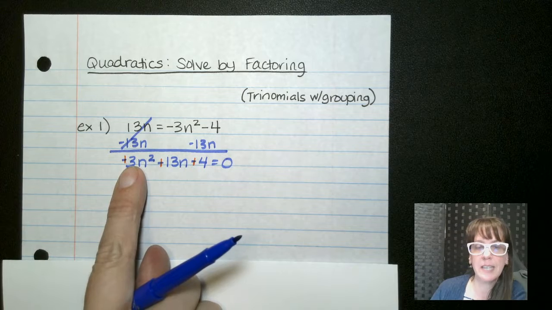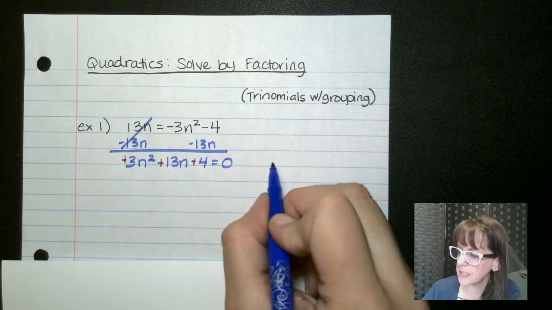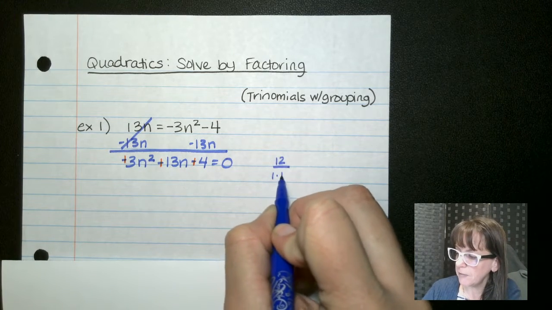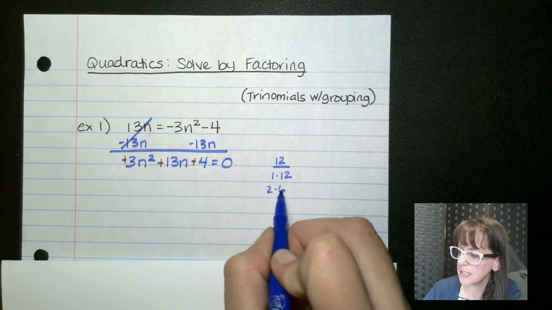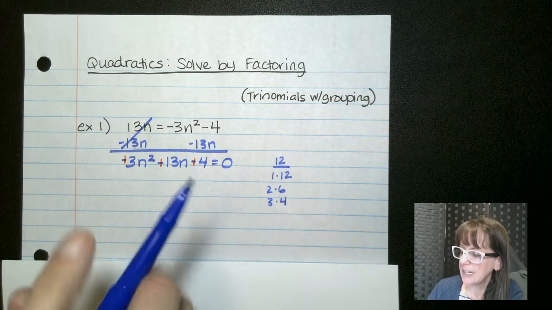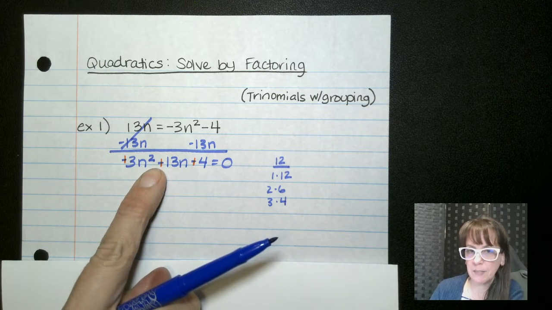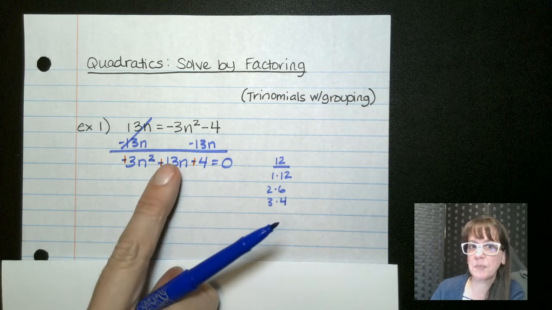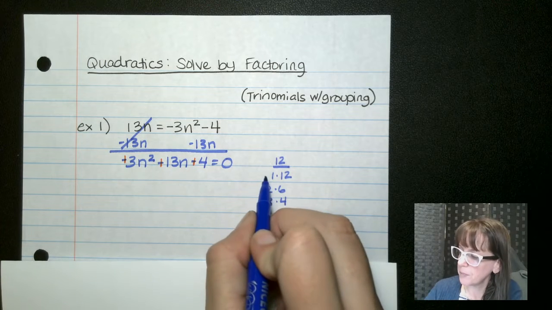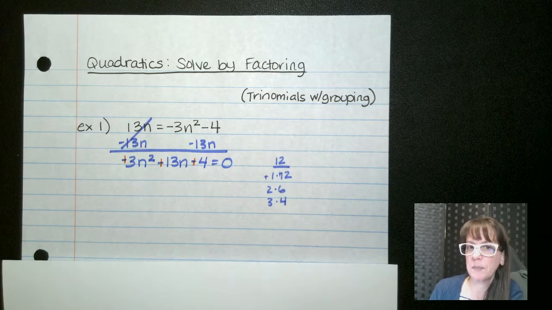So what we want to do is take 3 and 4 and multiply those together to get 12. All of our factors of 12: 1 and 12, 2 and 6, 3 and 4. Now, this tells me same signs. This tells me positive, positive. So I need a positive, positive that adds up to 13. We do positive 1 and positive 12, that'll add up to 13.